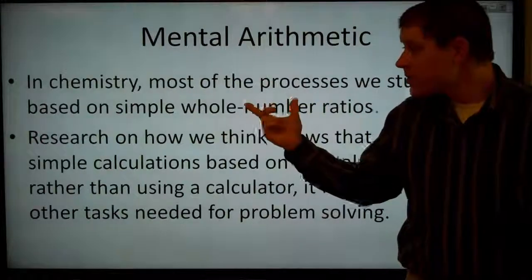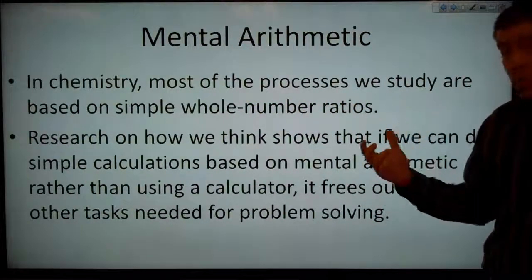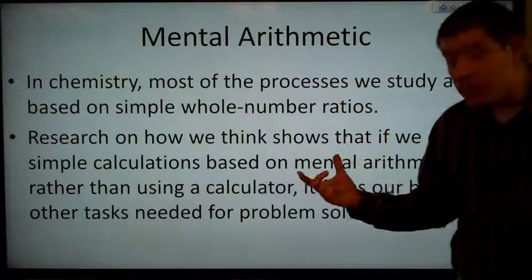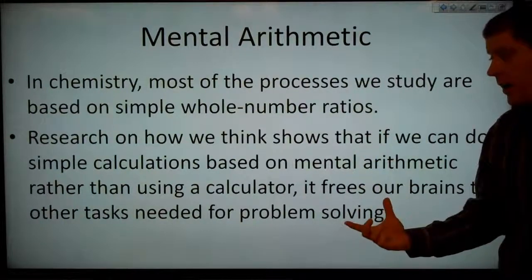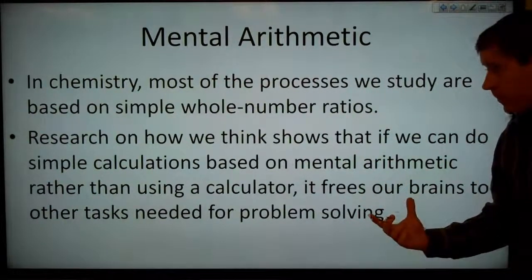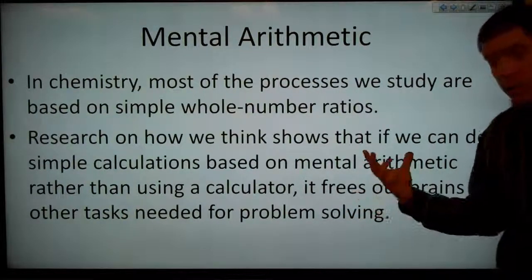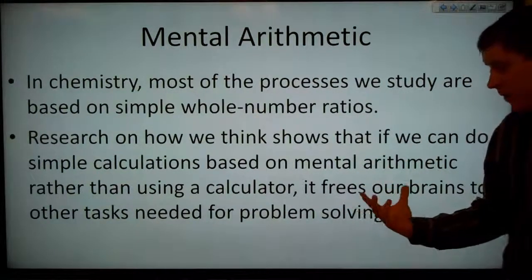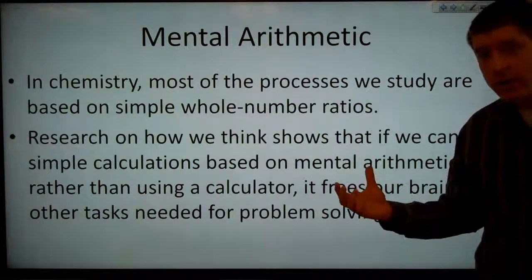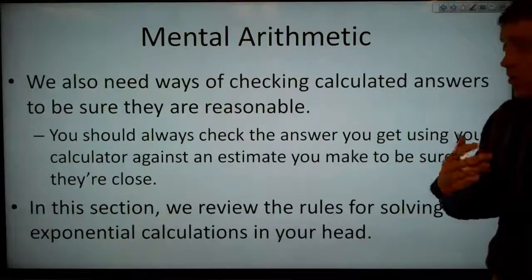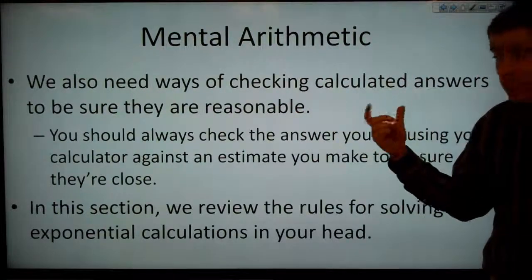In chemistry, most of the processes we study are based on simple whole number ratios. Research on how our brains work shows that if we can do simple calculations using mental arithmetic, rather than a calculator, it frees our brains for other tasks needed for problem solving. So, don't use your calculator. Use your brain. We also need ways of checking calculated answers to be sure that they're reasonable.